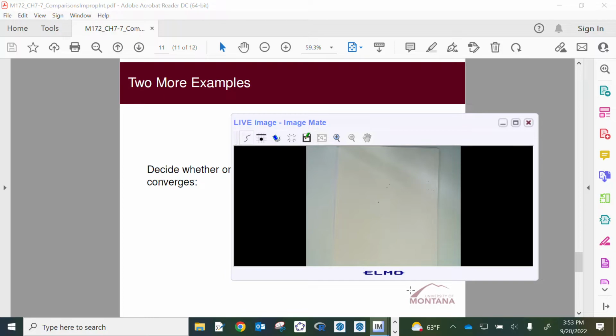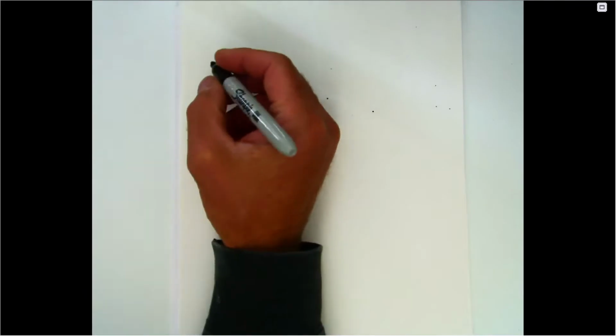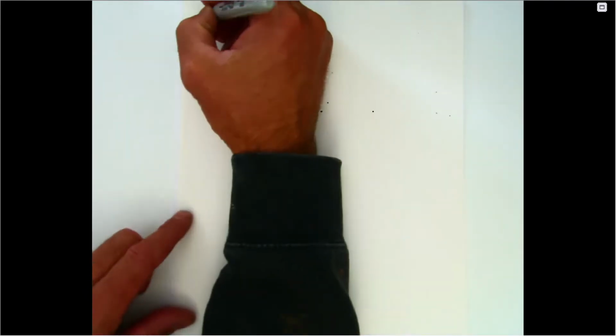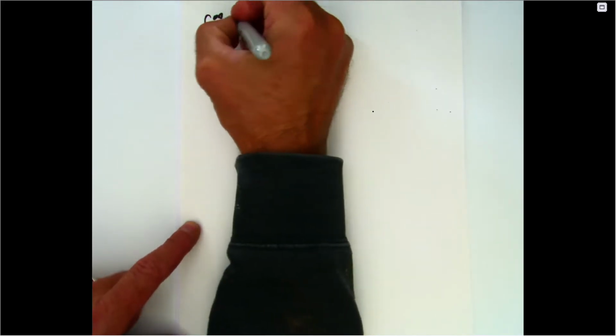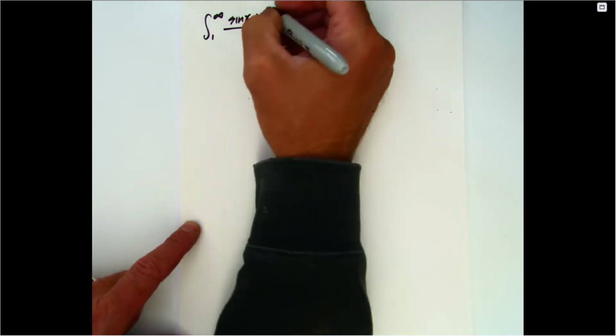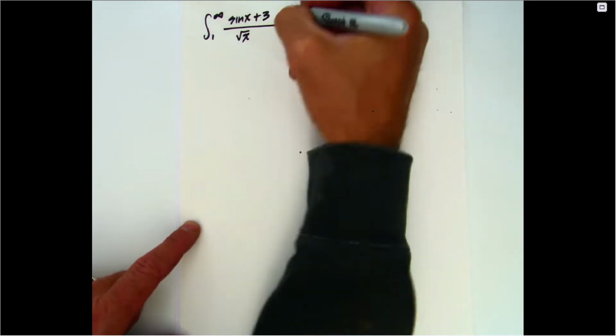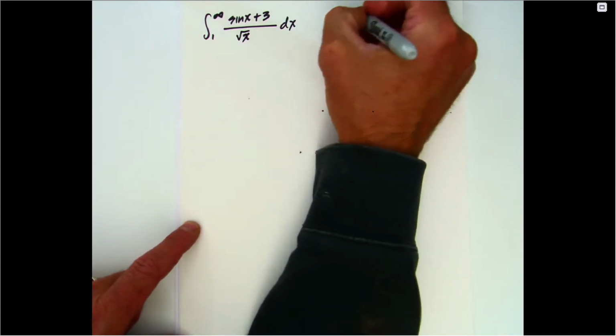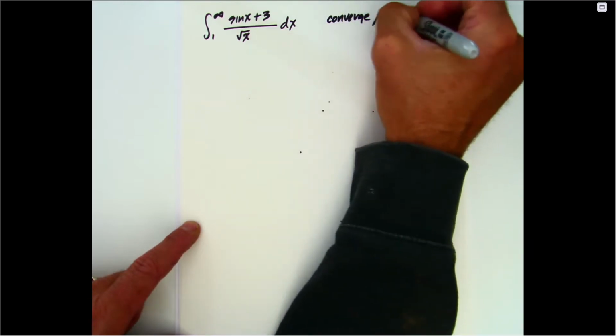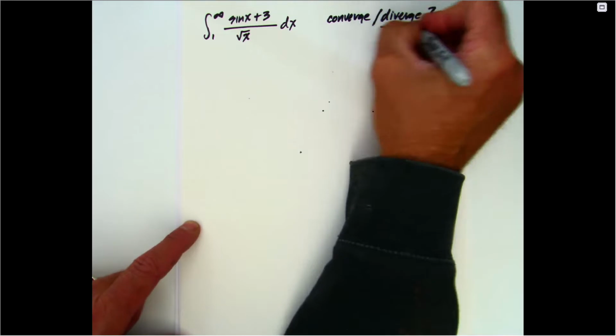So we're trying to answer the question. Oh, I better make this bigger. So we're trying to answer this question, does the integral from 1 to infinity of (sine x plus 3) all over the square root of x dx converge or diverge? And we think the answer is diverge.